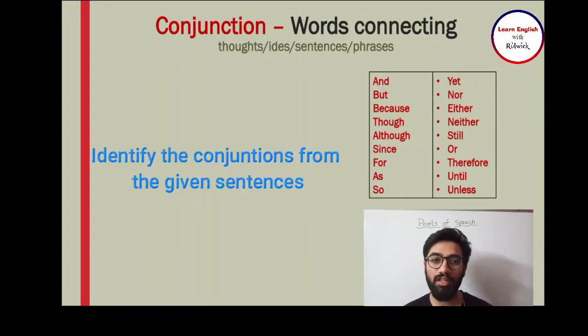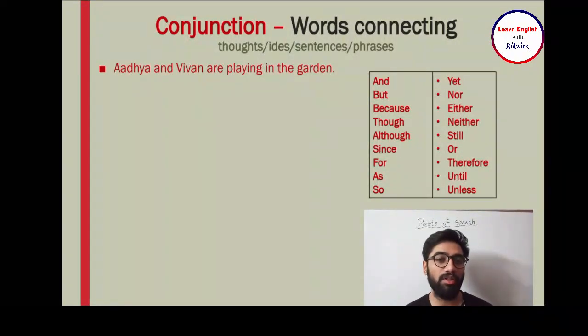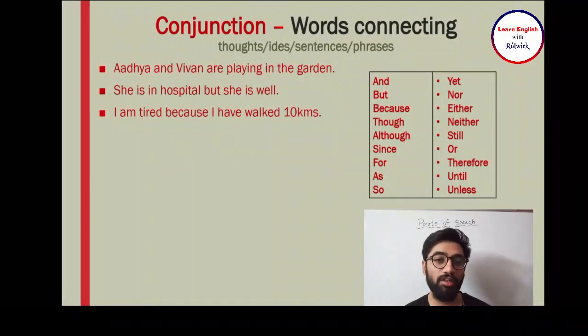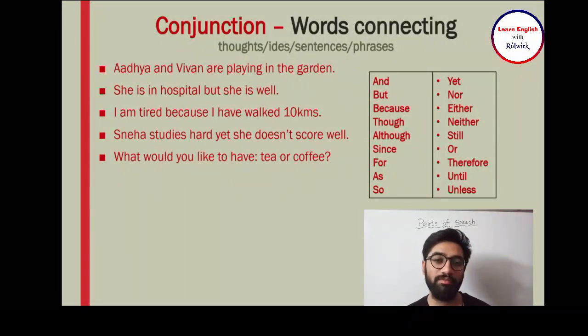It's your task now. You have to identify the conjunctions. Remember, they are words which connect phrases, sentences or ideas. Here we go. Adya and Vivan are playing in the garden. There are two nouns. We have already studied about nouns. There is a word which connects both the nouns. Which is that word? In the next sentence, she is in hospital but she is well. There is a word which talks about the contrast. I am tired because I have walked 10 kilometers. Sneha studies hard, yet she doesn't score well. And the last, what would you like to have, tea or coffee?